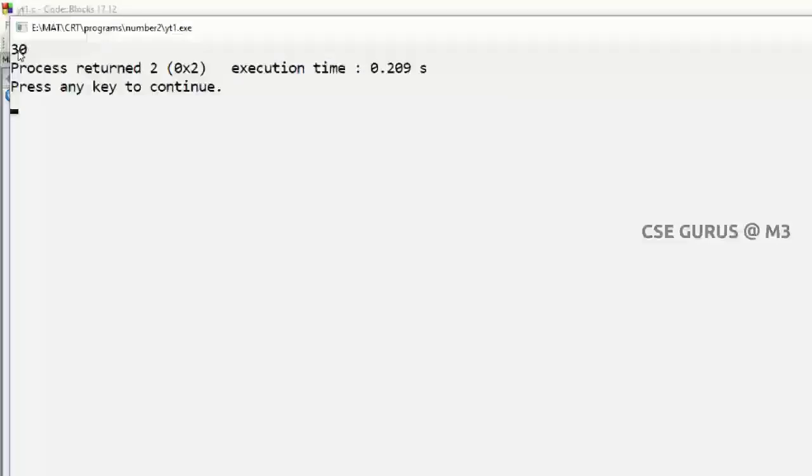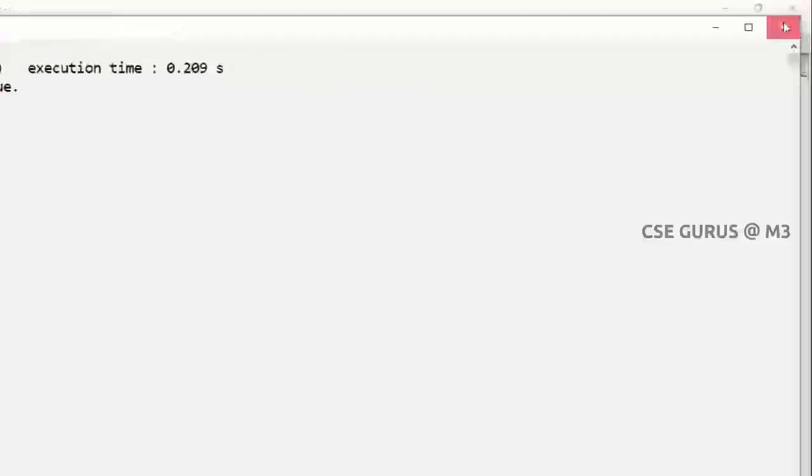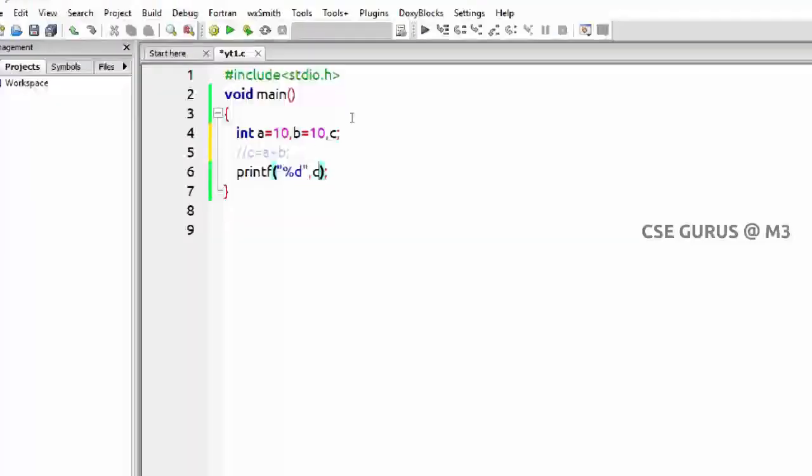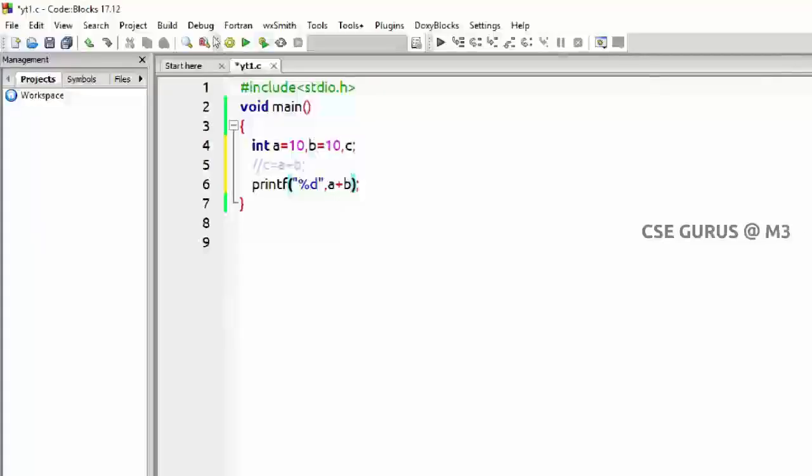We can see the output here. It is 30, right? Very simple, we know. This is simply the plus operator, but we'll see other things also. You can write C equals A plus B, which is fine, or you can write it directly without using the C variable. Directly you can write A plus B. This also gives the perfect output.